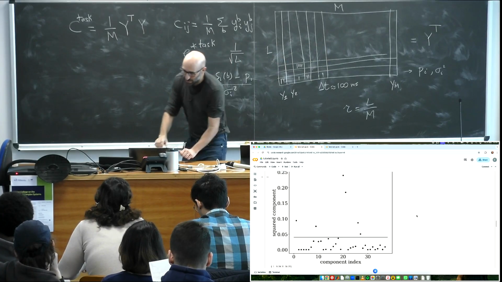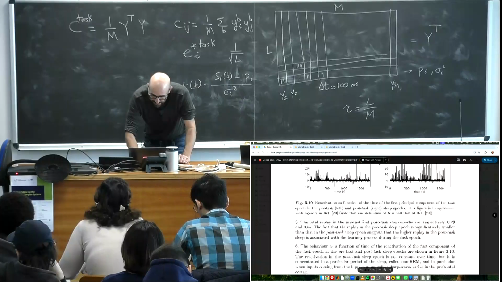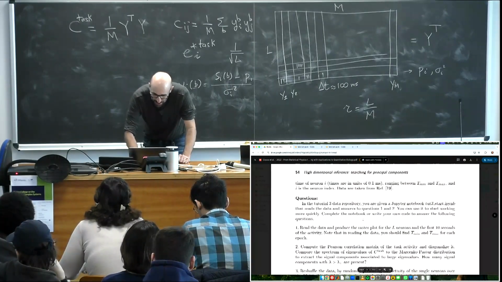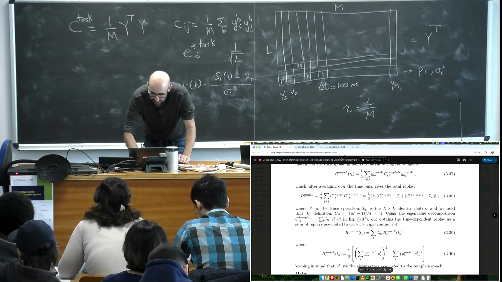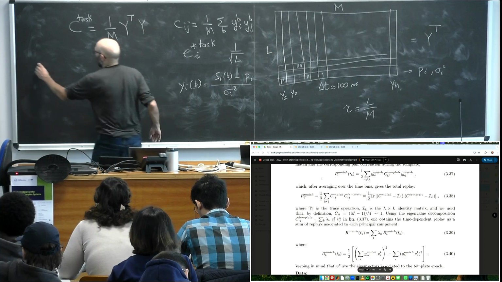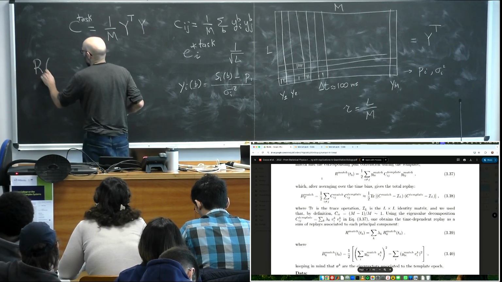So what they did, actually, they did a bit more. They projected it on the full matrix. So what they did is to compute this quantity here. So you compute a quantity R. R stands for replay, of time.